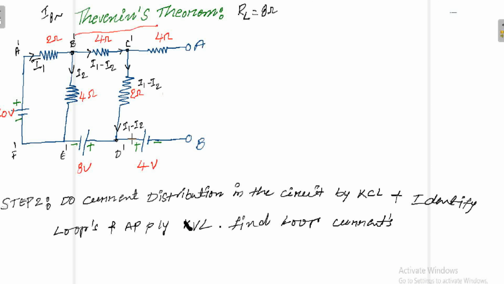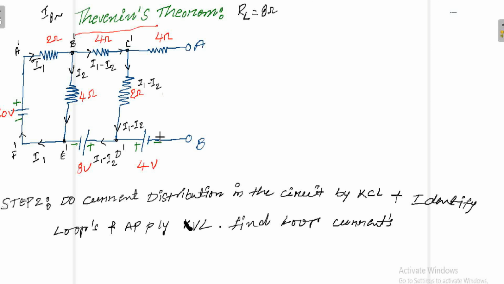Does this I1 minus I2 go in the direction B dash to B? No, because it is open. So it goes like this. This is your I1 minus I2. The same amount of current reaches E dash. How much current is coming? I2 current is coming, and from this section I1 minus I2 is coming. Summation takes place. So here, how much current will you get? I1.